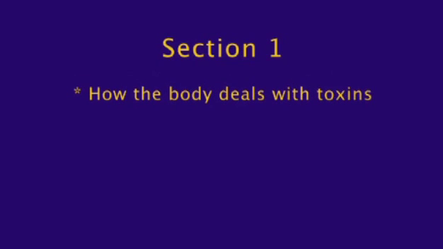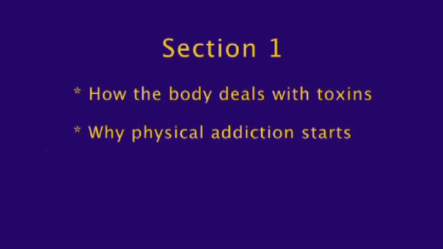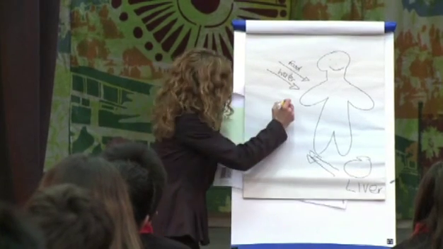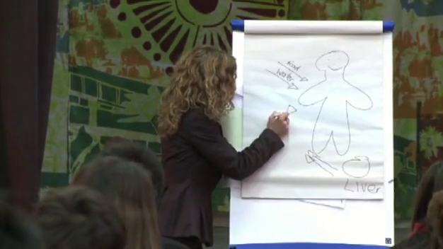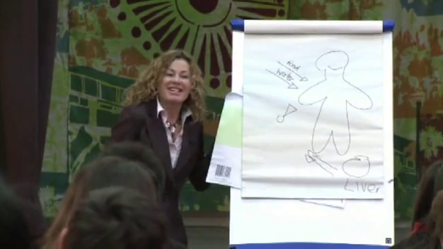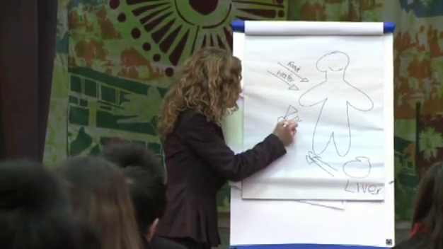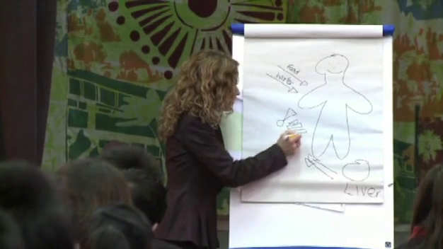In section 1, the basic functions of the body are looked at, and then how the body deals with toxins. The development of physical cravings is also covered, and the format then moves on to how physical addiction can develop from this. This section concludes with a look at mental addiction and the difficulties in shaking this phenomena off.